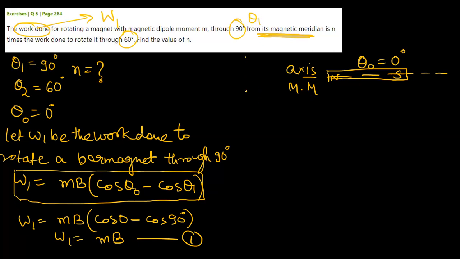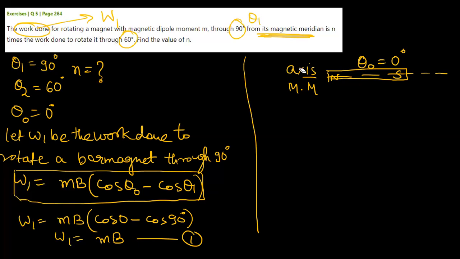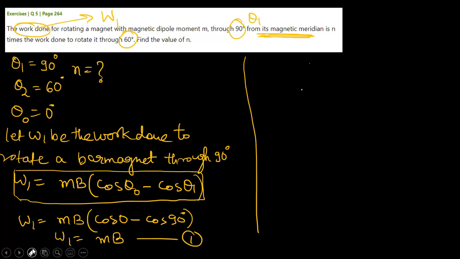So let us assume that W2 will be the work done. Let W2 be the work done in this case to rotate it through 60 degrees. Again, it is rotated through 60 degrees using the magnetic material only. So you will have to consider the first angle as 0 only. The first angle will be 0. From the magnetic meridian, it is rotated through 60 degrees.